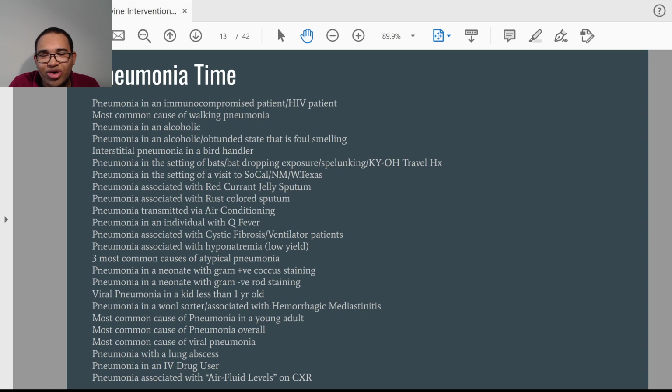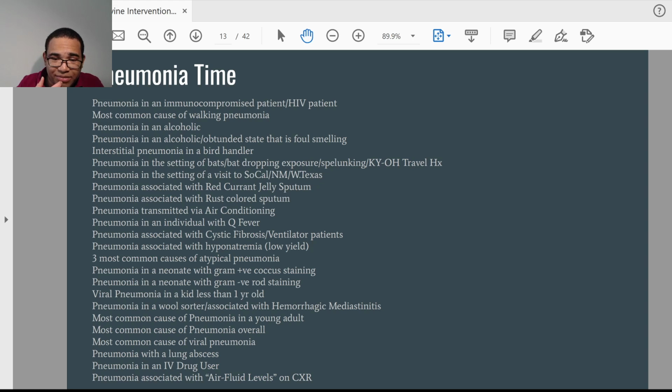If you see interstitial pneumonia in a bird handler or a person that has a pet store, I would hope you're thinking about Chlamydophila psittaci under those circumstances, like psittacosis. So PSI, double TACI, okay? And then pneumonia in the setting of bats or bat dropping exposure or spelunking. Spelunking just means you're exploring caves, right? Or you go to Kentucky or you go to Ohio or whatever. If you see that, then you want to think about histoplasmosis, right? So Histoplasma capsulatum.